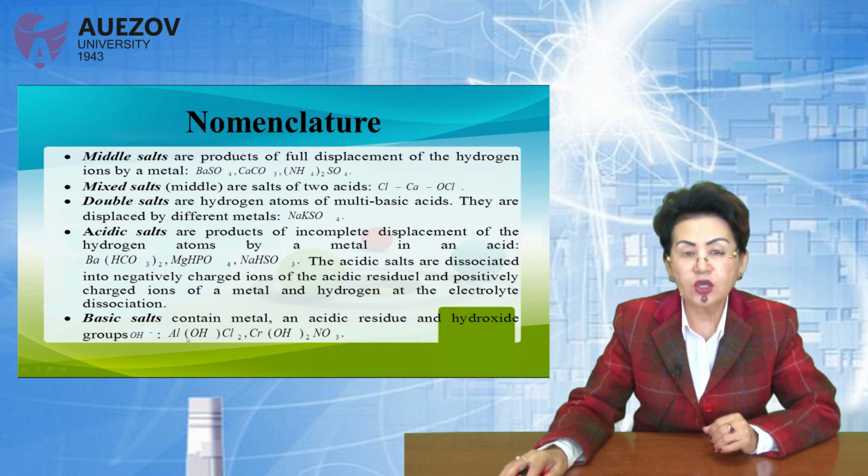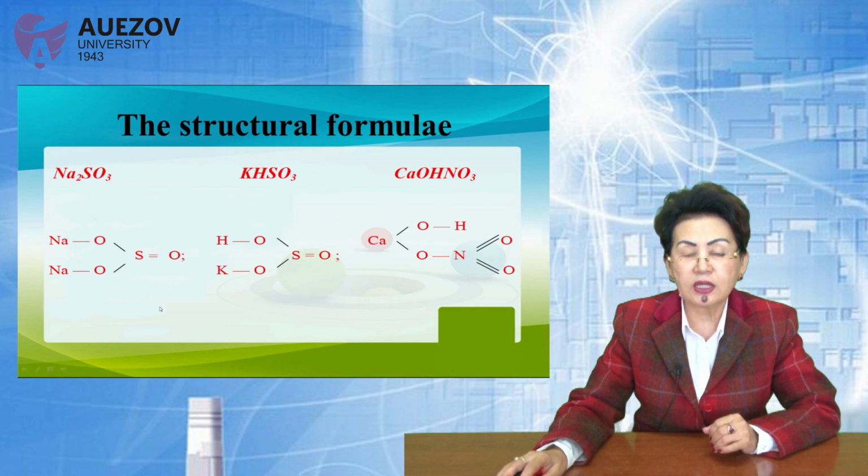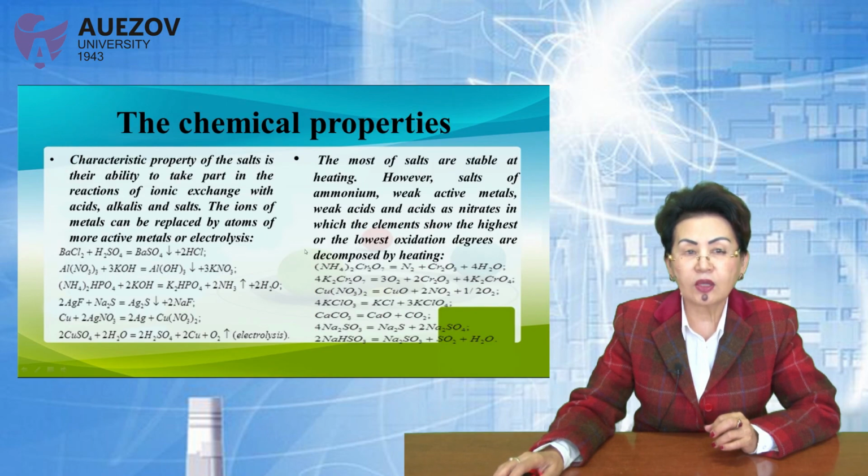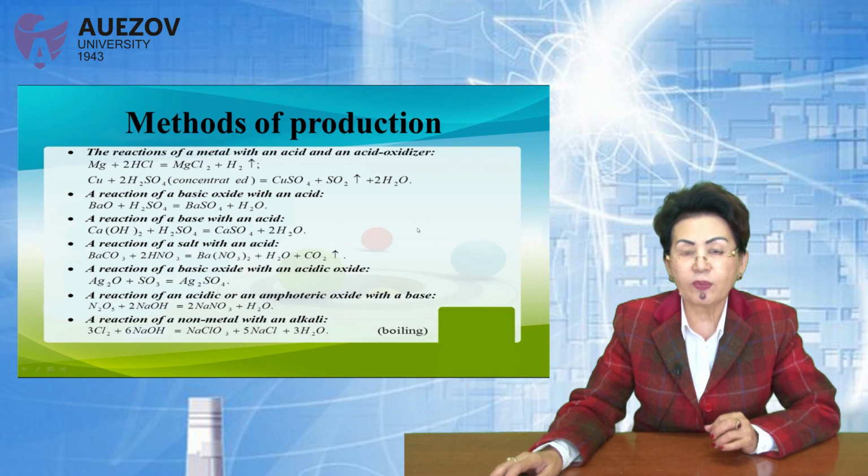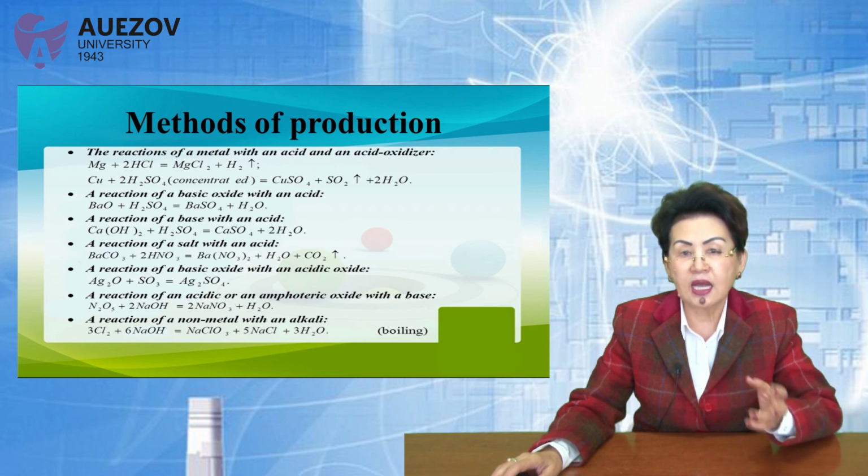For example, aluminium hydroxydichloride, chrome dihydroxynitrate. Structure formula, for example, natrium sulfide, calcium monohydrosulfide, and calcium monohydroxynitrate. The chemical properties, for example, chemical reactions. Method of production: the next chemical reactions show methods of production of middle, acidic, base, and double salts.